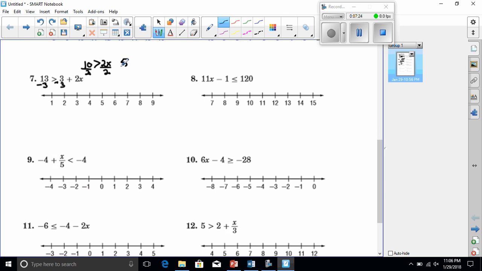I did not divide or multiply by a negative number. So my symbol is going to stay the same. And since I've gotten rid of my 2's, that leaves me with 5 is greater than x. I'll come over here to where 5 is. I'll put my circle here. I will not shade it in because it doesn't include 5. And then I'm going to say that x is smaller than 5. So I know my line's going to go towards my left.